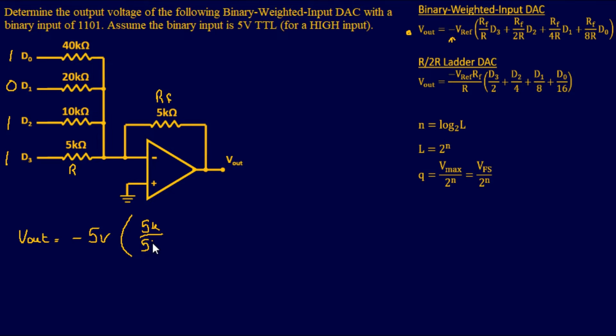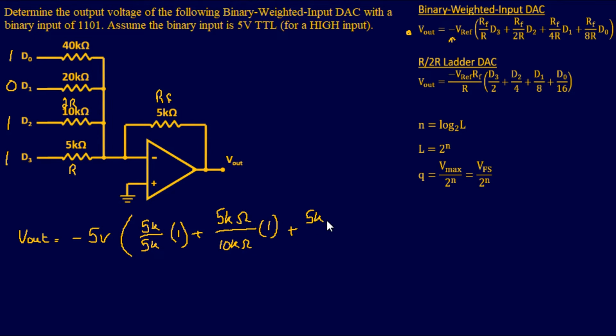It's going to be 5 kilo ohms. And this is going to be multiplied times your digital input. For example, D3, which is the most significant bit, has a 1 there. So that's going to be times 1. And then we're going to continue on. So it's going to be 5 kilo ohms, our feedback resistor, divided by 2 times R. In this case, that right there is going to be 10 kilo ohms. And then, is there a 1 or a 0 there? There's a 1. Okay. Moving on.